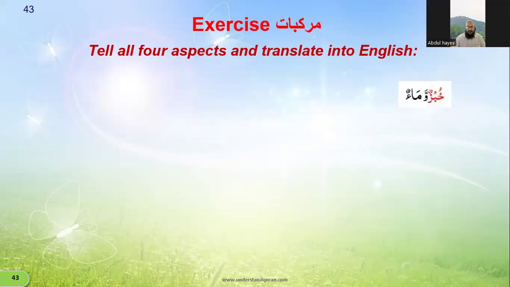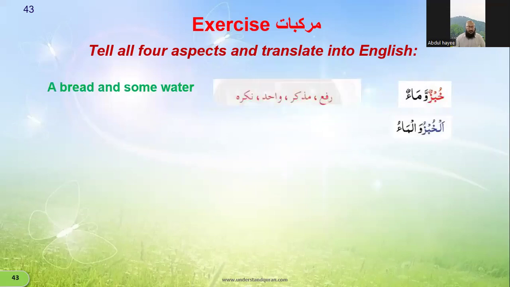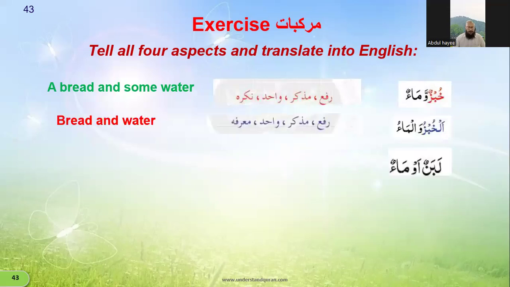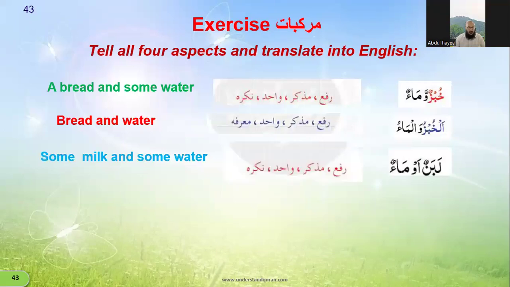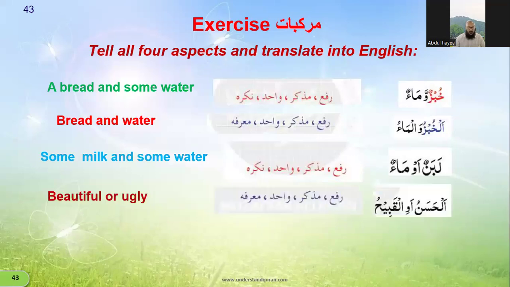Let's have exercises. Khubzun wa ma'un. Khubzun means bread, ma'un water. So we will say a bread and some water. Al khubzu wal ma'u means the bread and the water. Labnun aw ma'un. Aw means or. So some milk or some water. Okay. Al husnu awil qubhu means beautiful or ugly.